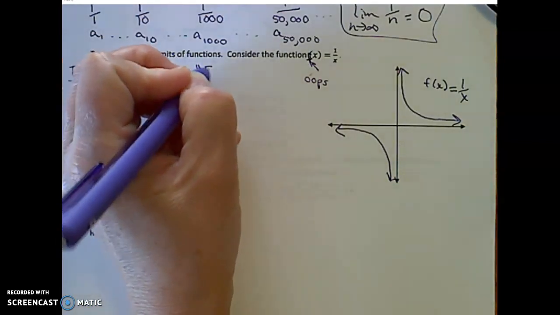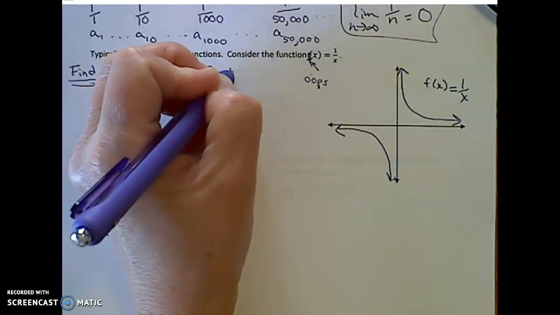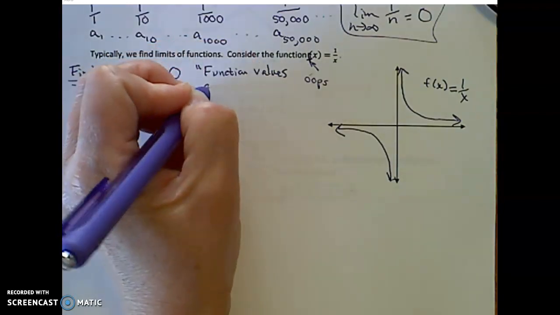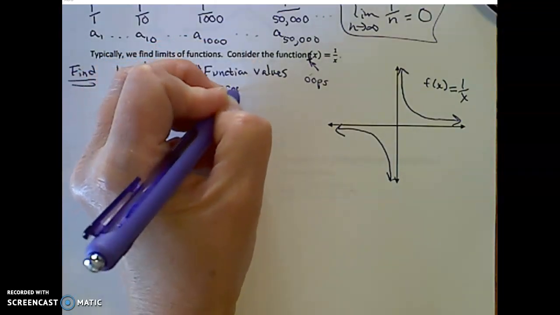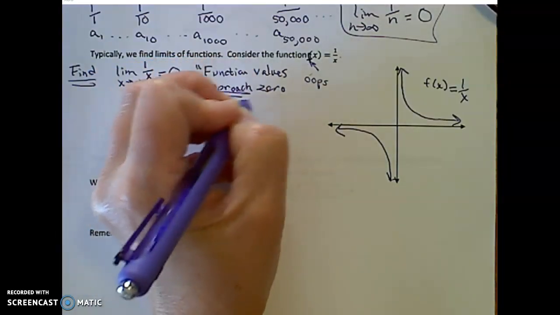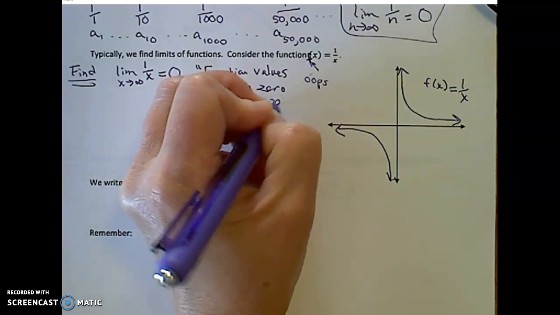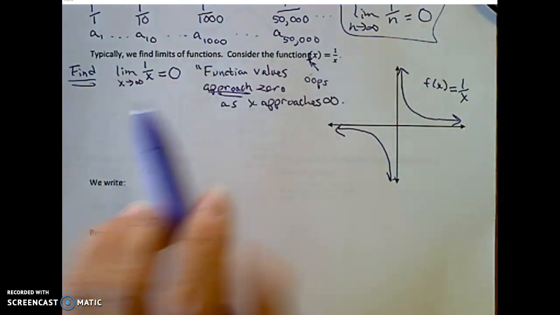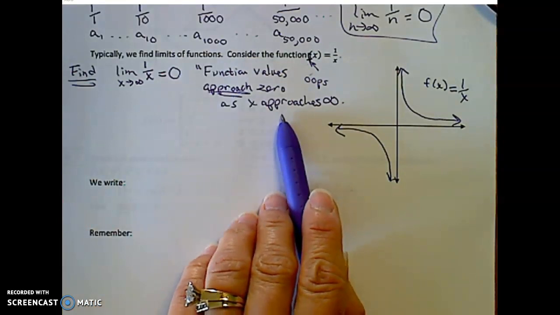I would say that the function values approach 0 as x approaches infinity. Okay? You might say x will never actually reach infinity.